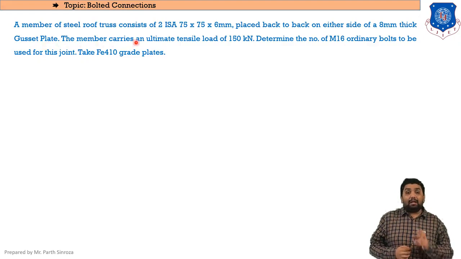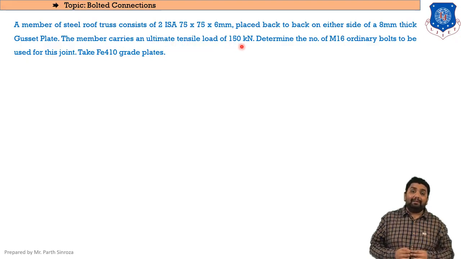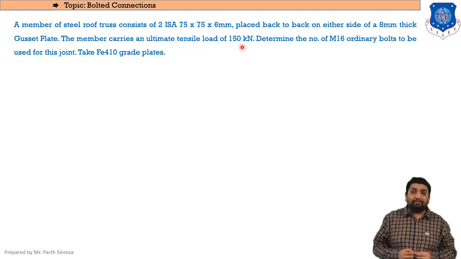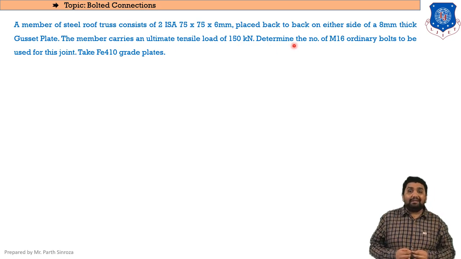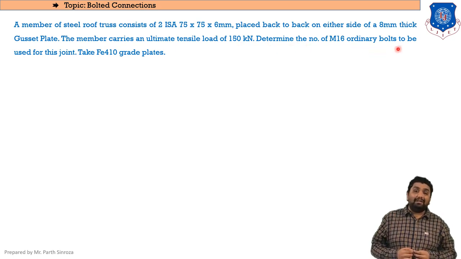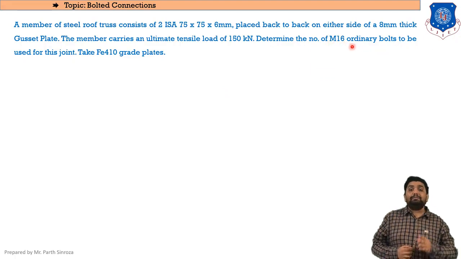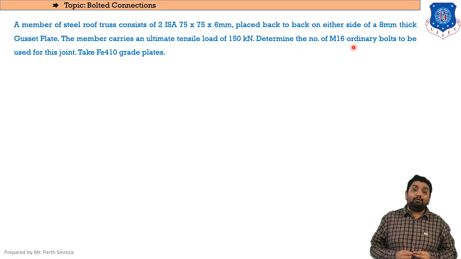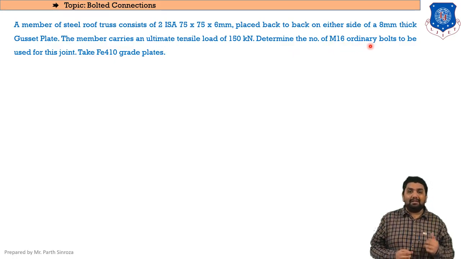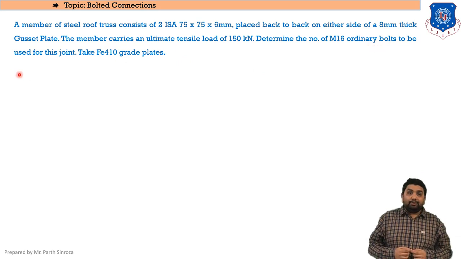The member carries an ultimate tensile load. As it is given as ultimate tensile load, there is no need to multiply it by 1.5, and the load here is 150 kN. The question is, determine the number of M16 ordinary bolts. The diameter of bolt is given here as M16, that is 16 mm dia, and the bolts are prescribed as ordinary bolts. That means 4.6 grade bolts, as we discussed in the last lecture, to be used for this joint. We have been asked to take Fe 410 grade plates. That means the steel grade of plate is Fe equal to 410.